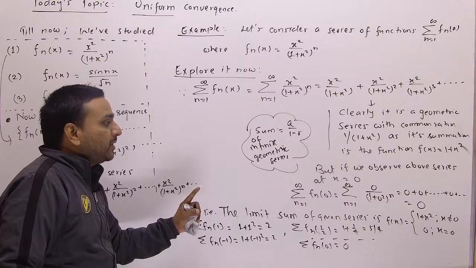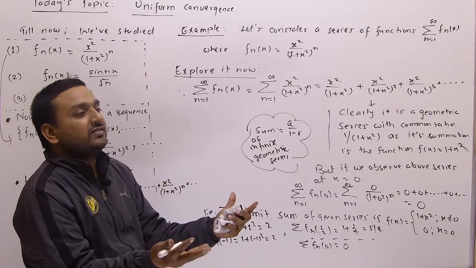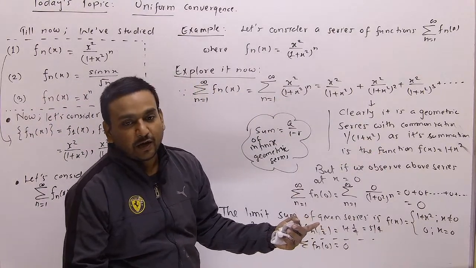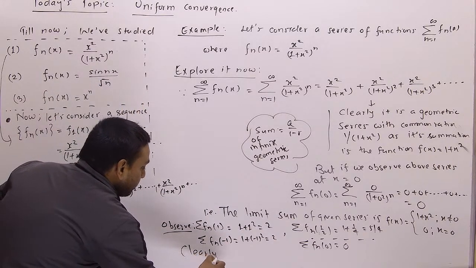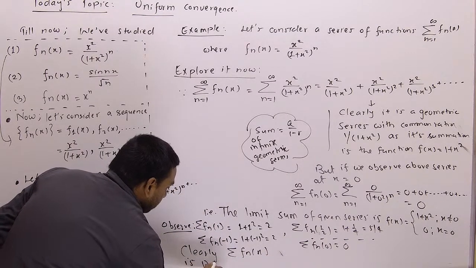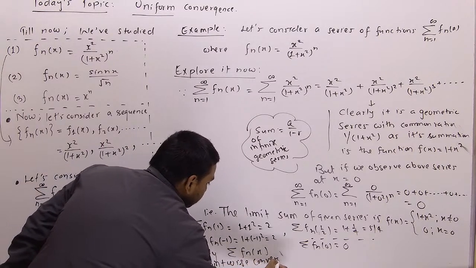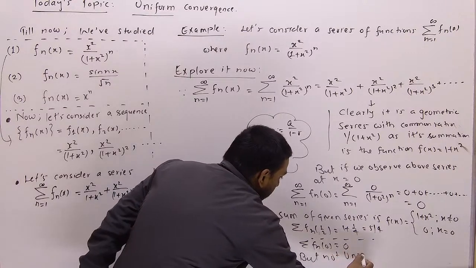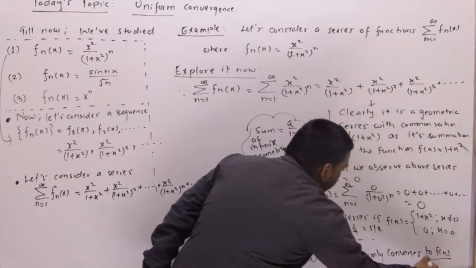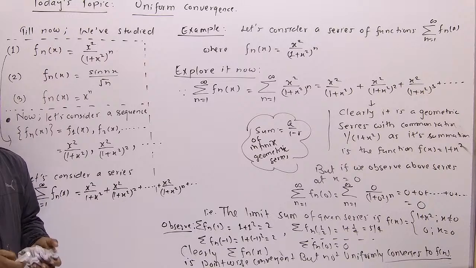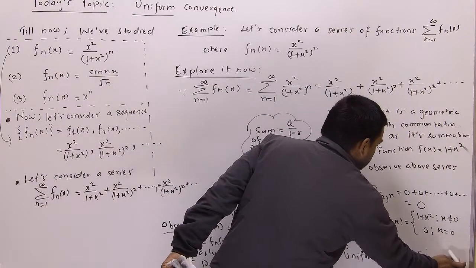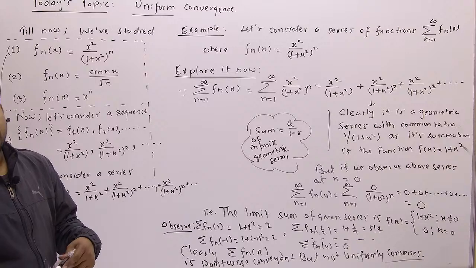If this series had converged to a unique function f(x), then only would we say the series converges uniformly to f(x), otherwise not. So what will we say, clearly: summation f_n(x) is pointwise convergent but not uniformly convergent to f(x). Check it out, please. Look carefully, if you have any doubt you can ask.